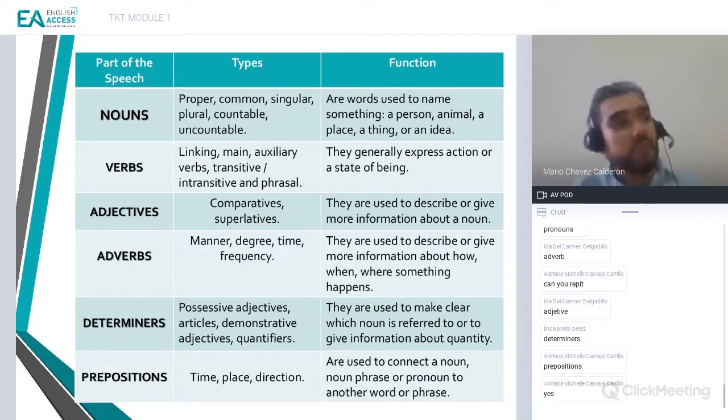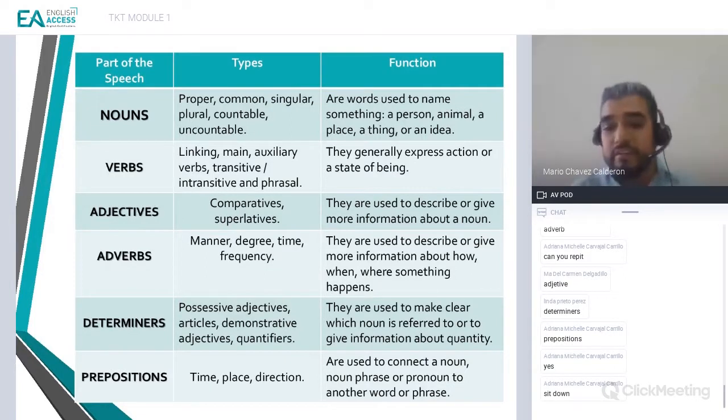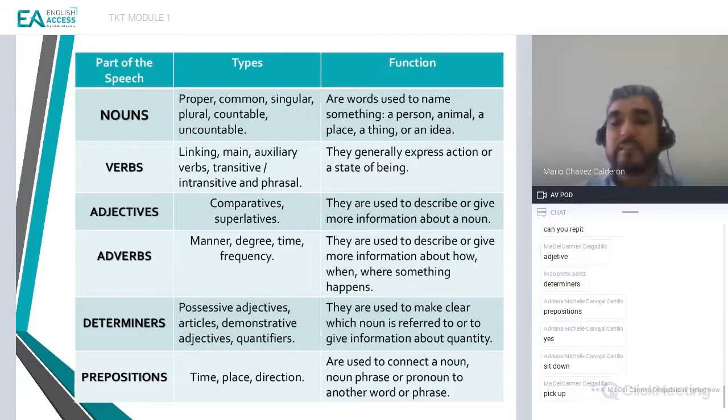And what does he do in the morning? Oh, he exercises. Like sit down, like stand up. Yes, very good. But sit down and stand up are phrasal verbs, right? Over there we have phrasal verbs. The phrasal verbs are verbs that are made by the verb and a preposition, right? So verbs usually express an action or a state of being, right? Yes, pick up is another phrasal verb.